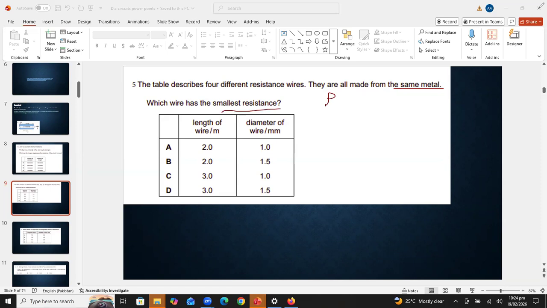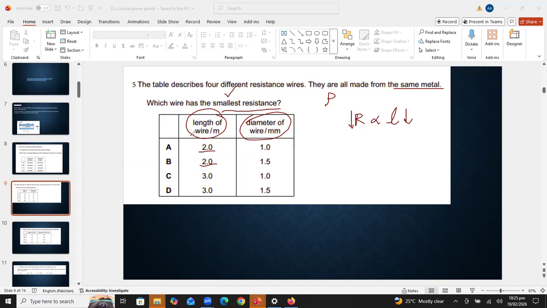Smallest resistance. They have given us the length and diameter. Look, beta, I told you the relation that resistance and length are directly proportional, and we need to find the smallest resistance. So length should be smallest because they are directly proportional. Well done, students. So the answer can be A or B, because one length is 2 meters and the other is 3, so 2 meters is smallest. That's why the answer can be A or B.